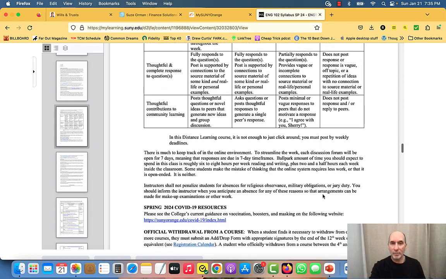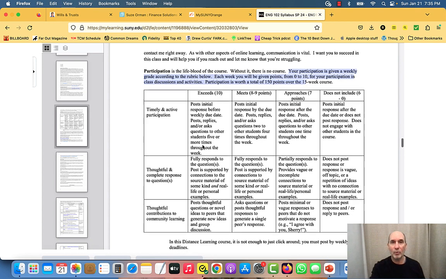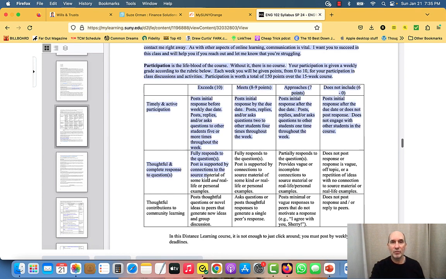In terms of participation, your participation is given a weekly grade according to the rubric below, this rubric right here. Participation throughout the class is worth a total of 150 points, 10 points per week for the 15 weeks. So to receive 10 points each in any given week, you need to do this right here. This column right here. To get 8 or 9 points, this column, 7 points, this column, and 6 points, this column.